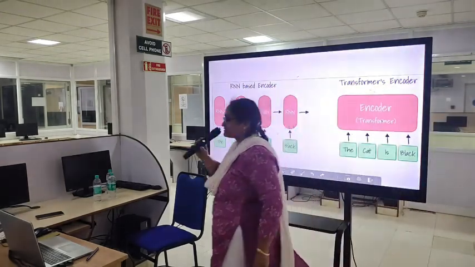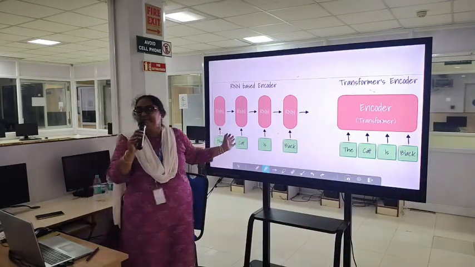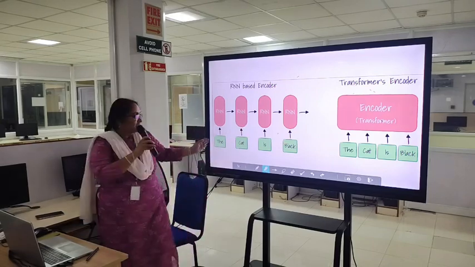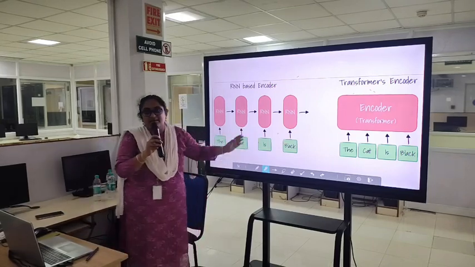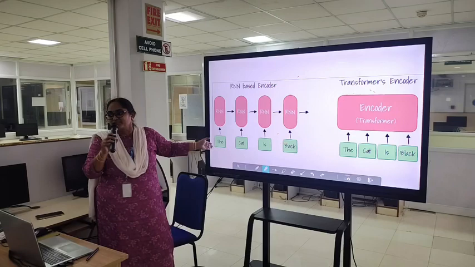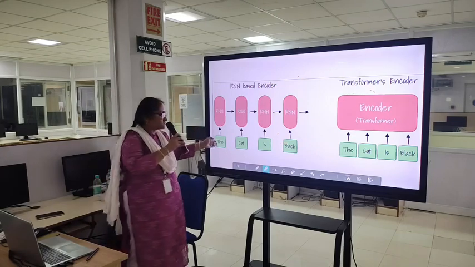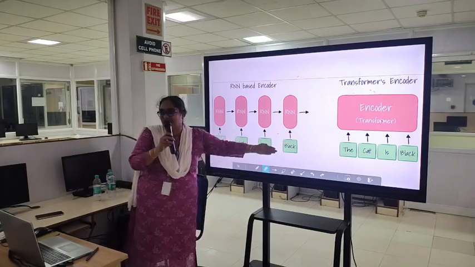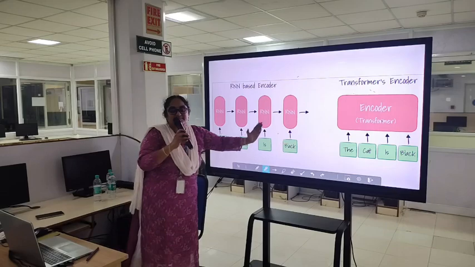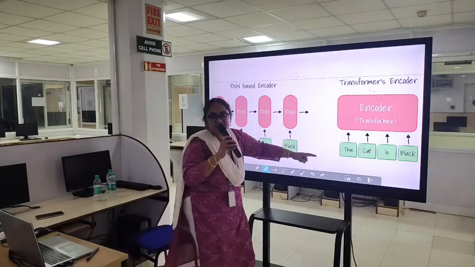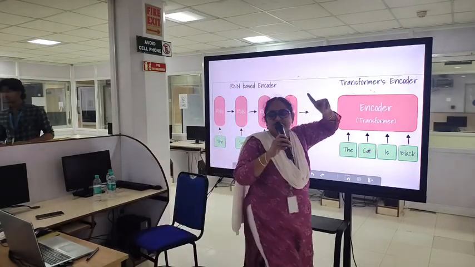No, the main difference is that an RNN is mainly used for time series. I mean, "the cat is black." It will go one after the other. At time t, then t plus 1, t plus 2, t plus 3. So the input goes one after the other. But in a transformer, all the input is received at once.